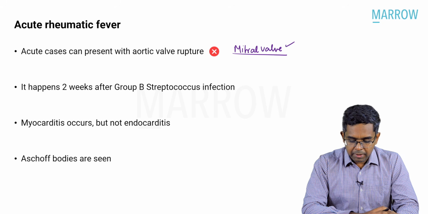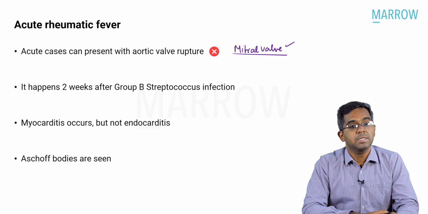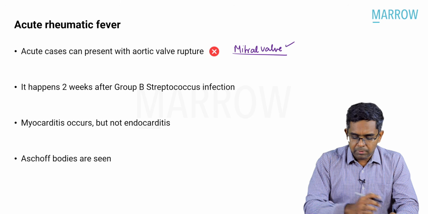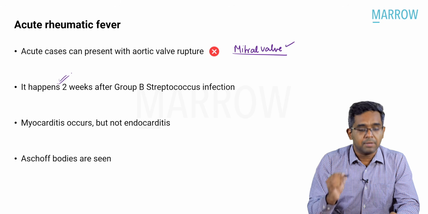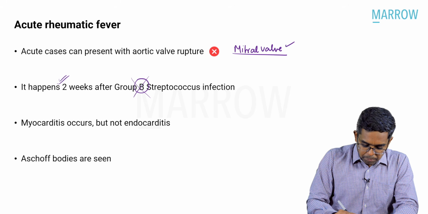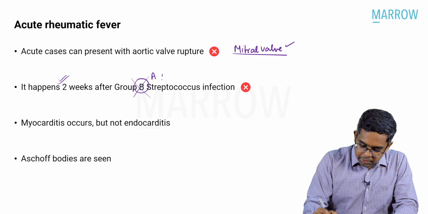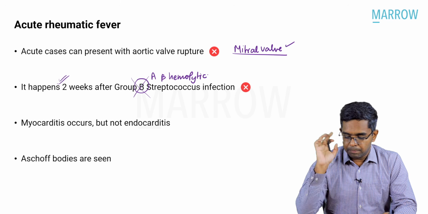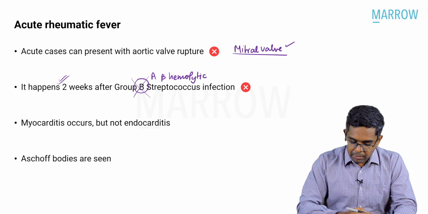The second option, it happens 2 weeks after group B streptococcus infection. Remember, acute rheumatic fever is post-streptococcal only. It can happen 2 weeks after the infection, but not group B. It is group A beta hemolytic streptococci. Very important wordings, right? It is group A beta hemolytic streptococci and not group B, right? So that is something which is wrong.